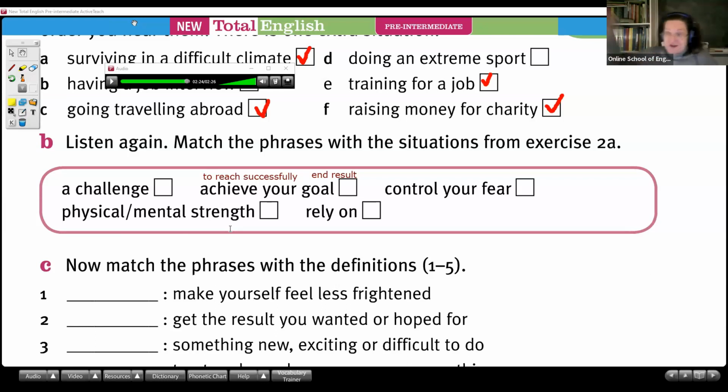What is strength? Physical strength is if you are stronger. And mental strength, you are mentally stronger. That's right.